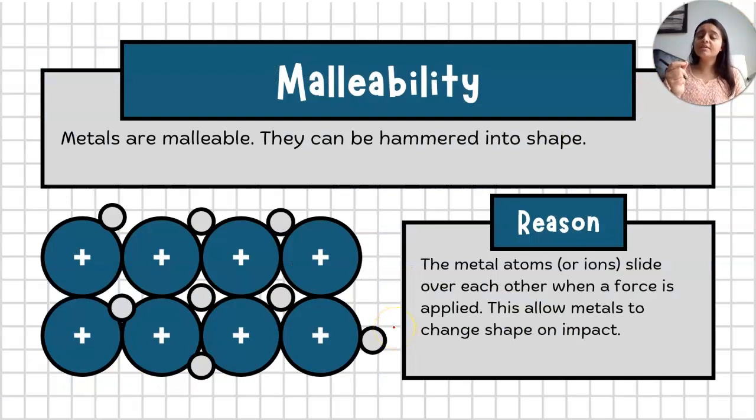What is the chemical reason behind malleability? It is due to the force of attraction and the valence delocalized electrons which are moving, right? And that is why we can change the shape of the metal. All right, this is the chemical reason behind the physical property of metals, that is malleability.